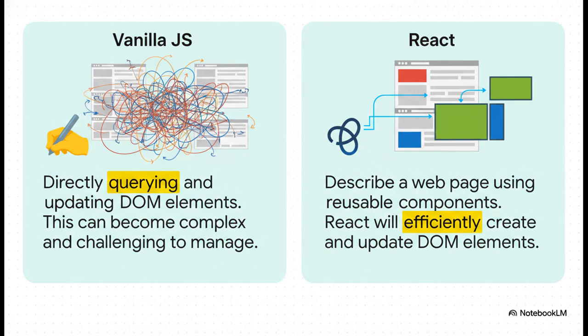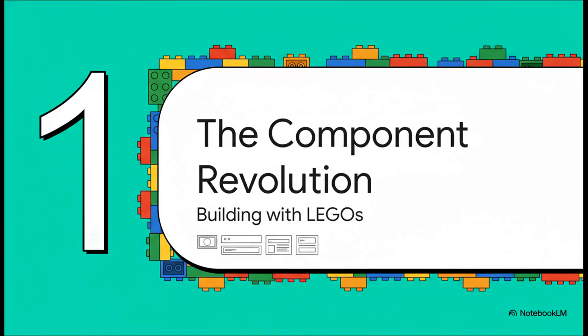With plain or vanilla JavaScript, you're the surgeon. You have to find every single piece that needs changing and update it by hand. It gets messy, it's easy to make mistakes, and honestly, it can be really slow. React completely flips that on its head. You just describe the final result you want to see, and React worries about all the messy DOM surgery for you. This leads us right to React's big, game-changing idea.